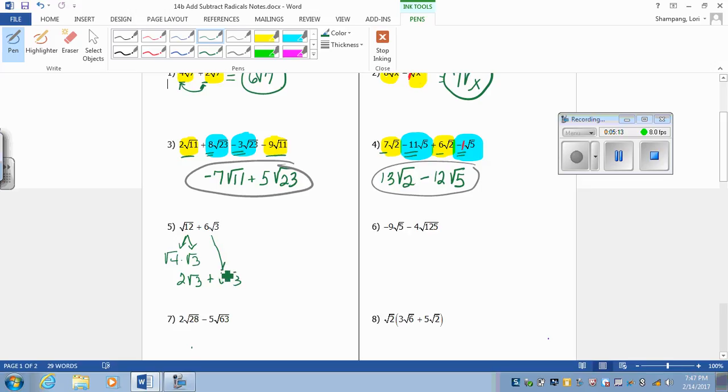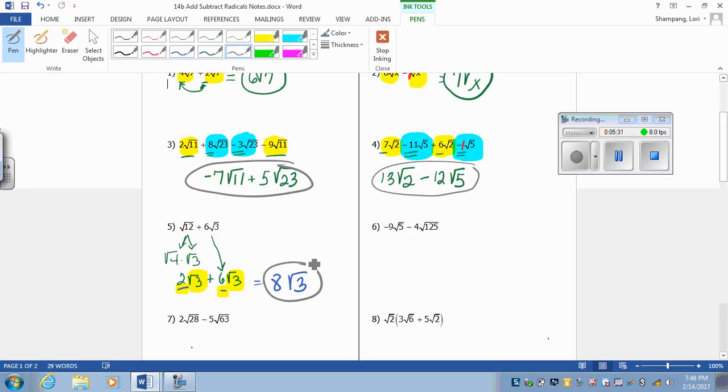I'm just bringing this down. Now I have two radicands that are the same, the square root of 3. So I'm just going to add the coefficients, 2 plus 6, to get 8 times the square root of 3.